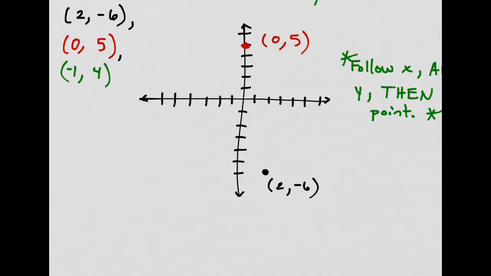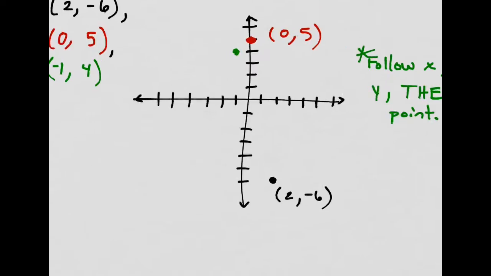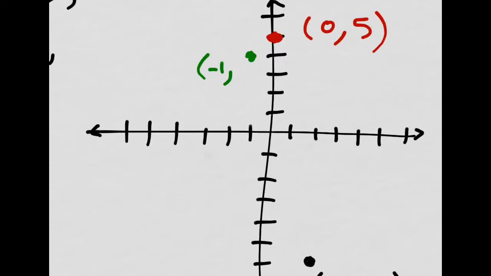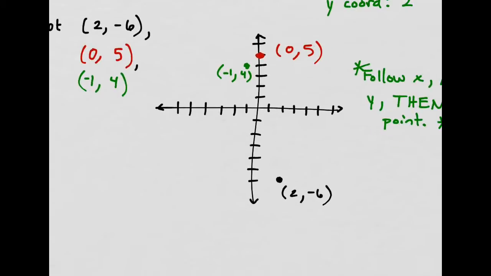Maybe pause it and do green. Hopefully you did pause it, but I'll follow my x. That's on my x-axis. I go back 1, and then up 4, it looks like. 1, 2, 3, 4. So that would be right there. (-1, 4). And that's what that looks like.